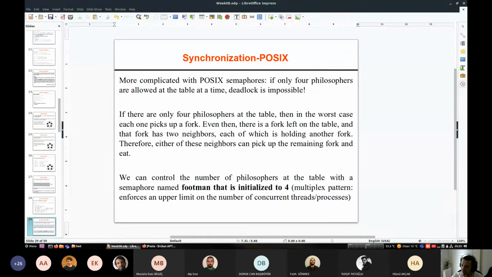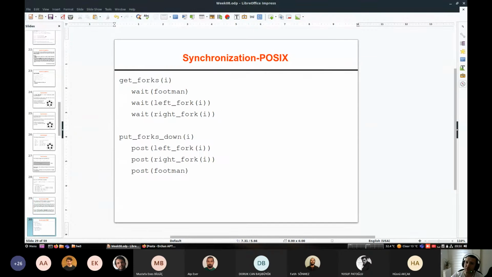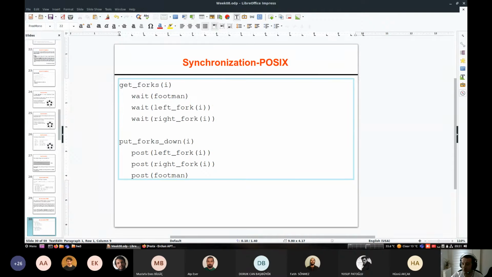Now, this footman is an additional semaphore, and it is initialized to 4. Now, how does it work? Let's say that getForks is called by process I. So what does it do? This process first calls wait on footman. You can think of this as a waiter, some kind of a waiter. It is initialized to 4.